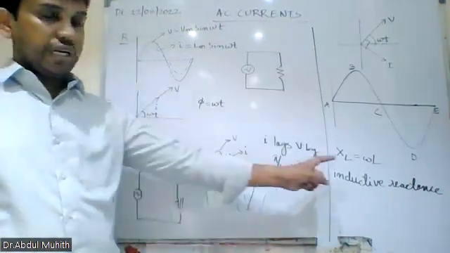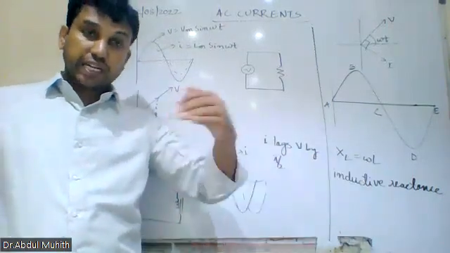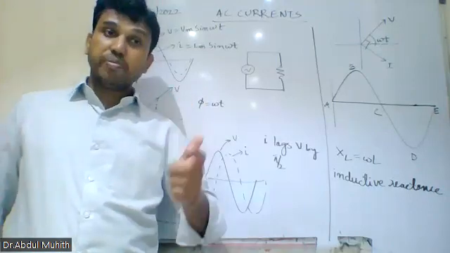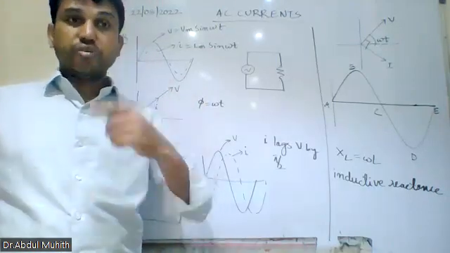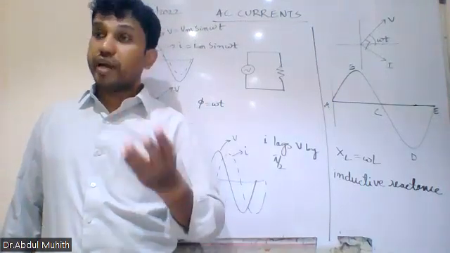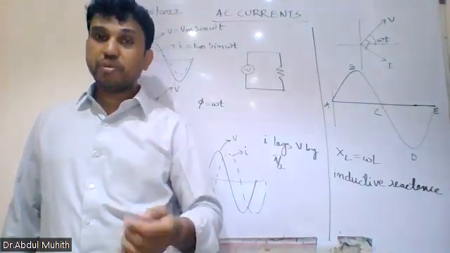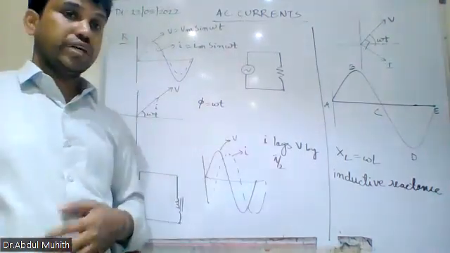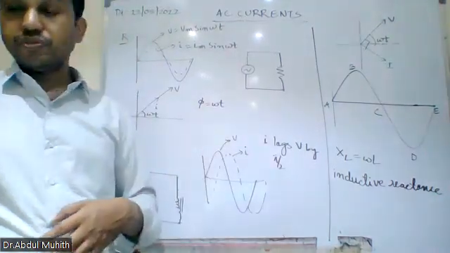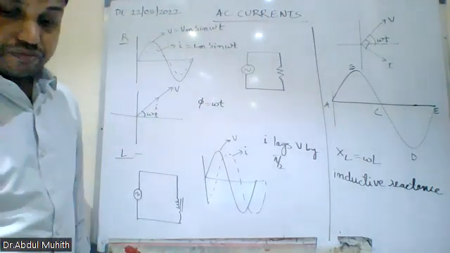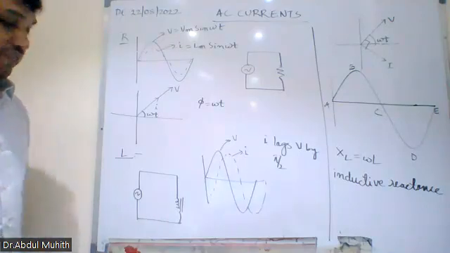So XL is equal to what? The reactance or the resistance offered by the inductor is known as inductive reactance. We cannot say resistance, so instead of saying resistance, we say inductive reactance. That means the resistance offered by an inductor is known as inductive reactance. Is this clear, all of you? Yes, sir. Now going to the next one, the third one.